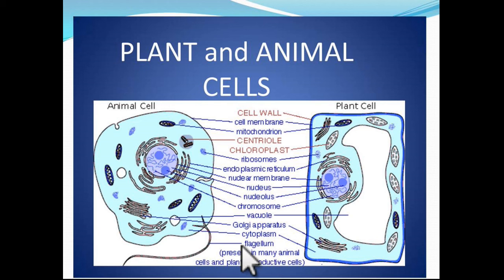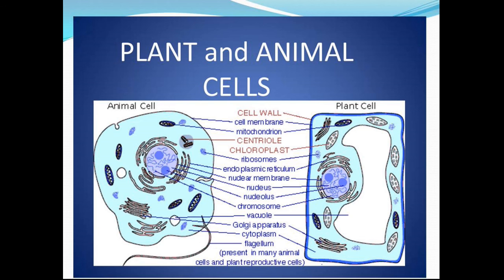Then you can see children, vacuoles are present. In animal cell, very small. In plant cell, very big. Then children, you can see lysosome here. Lysosome is not marked here. Then there are spherical bodies which are present.